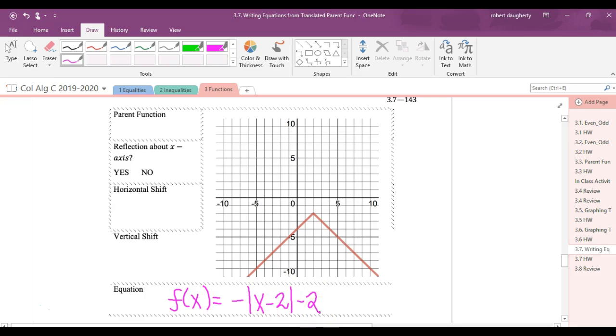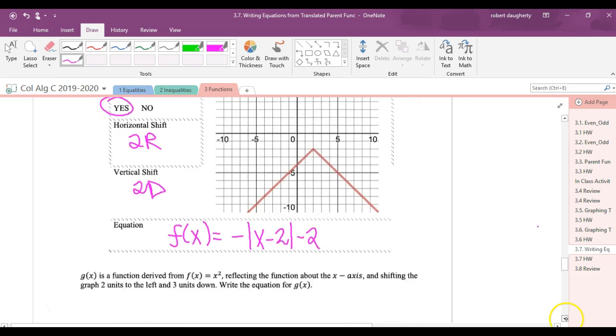So let's double check it. So it's based on absolute value. Has it been reflected? Yes. Horizontally, it moved 2 to the right, and it moved 2 down. So that's negative x minus 2 in the absolute value minus 2. Okay?